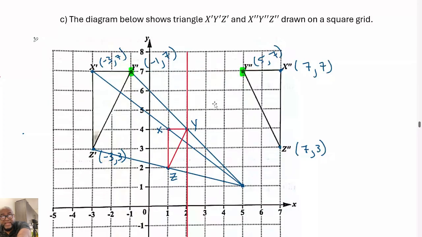So this here would be my mirror line. The equation of this line is simply x equals 2, because it's running through 2 on the x-axis. Okay? Draw my mirror line, please. And this is how we just indicate it as a mirror, a reflection. Draw my mirror line, please.